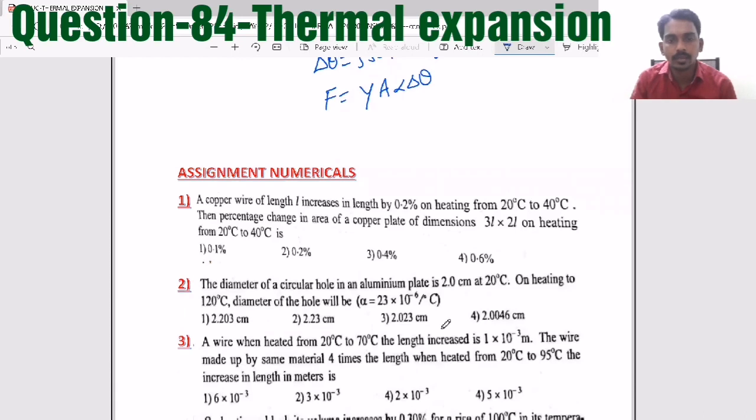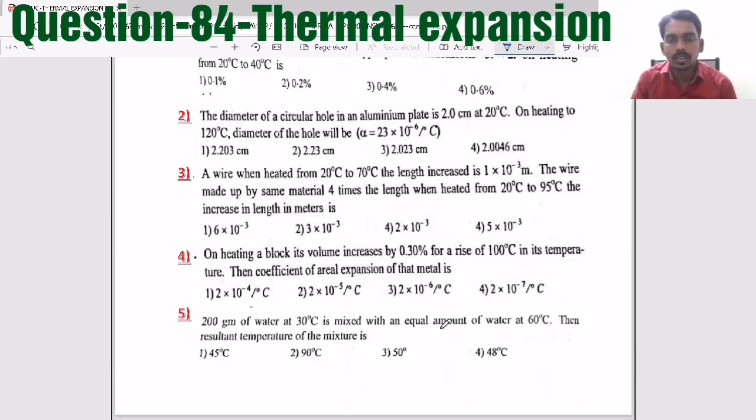Similar questions I have given as an assignment. So please try to understand and try to solve them. Then you will get the idea.